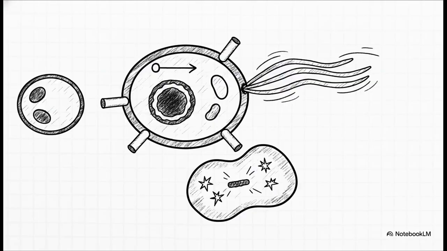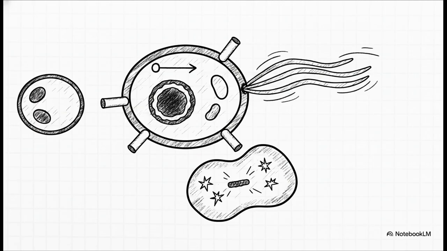Time for some rapid-fire structural facts. Think of the plasma membrane as the universal gateway. It's the main site for both active and passive transport into and out of the cell. For sheer movement, bacteria rely on flagella or axial filaments. Then there's the pilus. Think of this little guy like a pipe. It's a hair-like projection used to transfer genetic material, like antibiotic resistance, straight over to a neighboring cell in a process called conjugation.